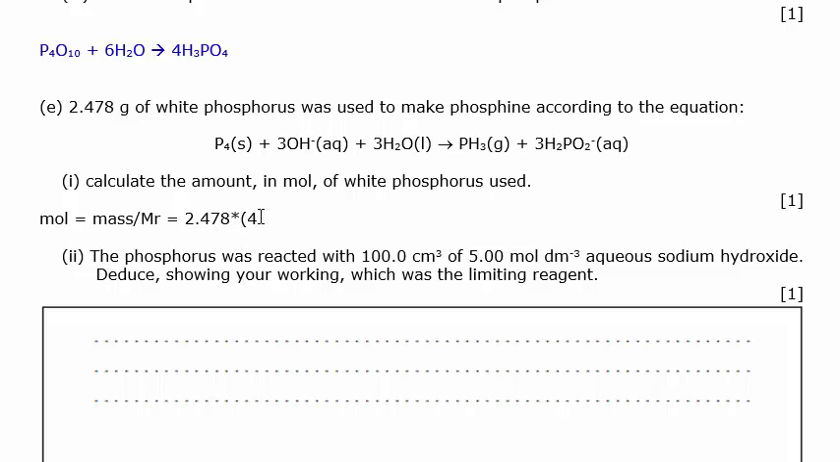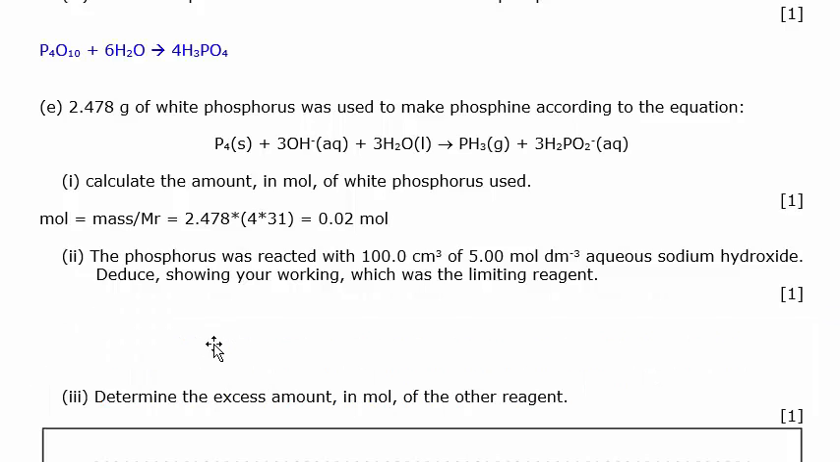So yes, 4 times 31. What does this come to? Well, 4 times 31 is 124, so it's 2.478 divided by 124, and that comes to 0.01998, which is 0.02 moles.